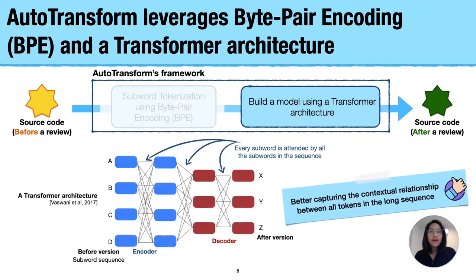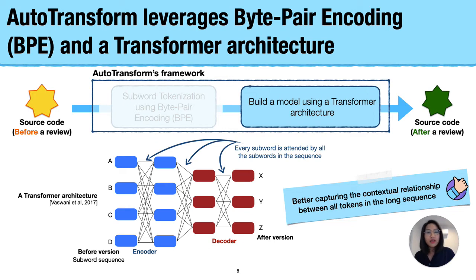The use of the Transformer architecture also helps us mitigate the limitation of long-term dependencies. Generally speaking, rather than calculating attention between consecutive tokens, Transformer computes the attention for each token with all the tokens in the sequence. Thus, the model will better capture the contextual relationship between all tokens in a long sequence.